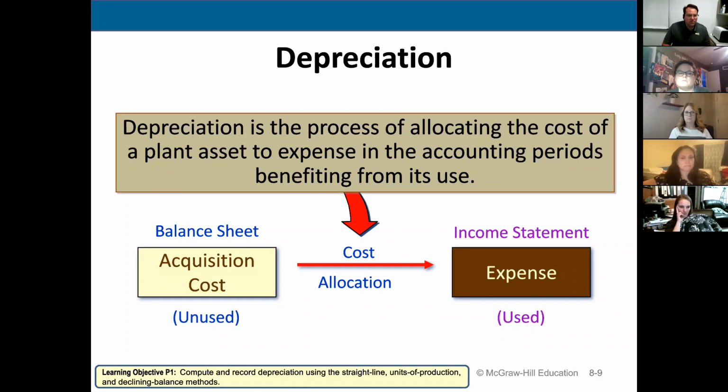So depreciation, here's your definition: the process of allocating costs of a plant asset to an expense in the accounting periods benefiting from its use. And you're like, I don't know what that means. It broke my brain, maybe. Here's the idea. If I have an asset that I expect to provide value to me over multiple periods of time, then rather than just taking the expense all at once when I purchase the asset, what I should be doing is spreading out that expense over the asset's useful life.